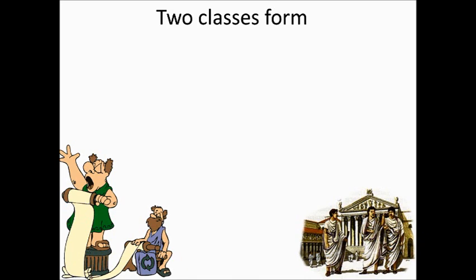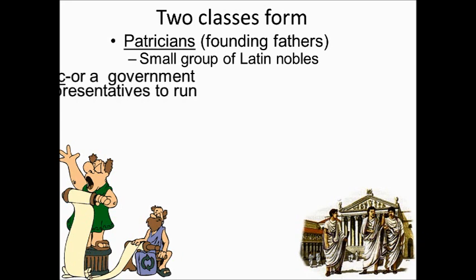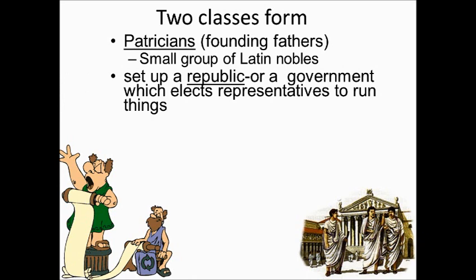So what do they come up with? Well, there are two basic classes in Rome that we want to talk about. One of those are Patricians, which are the founding fathers of Rome. They're made up from certain families. It's a small group of Latin nobles. You had to be from those select families to be a Patrician. They are going to establish a government that's called a republic, or representative democracy. You get representatives to run things and to do the day-to-day running of the government.